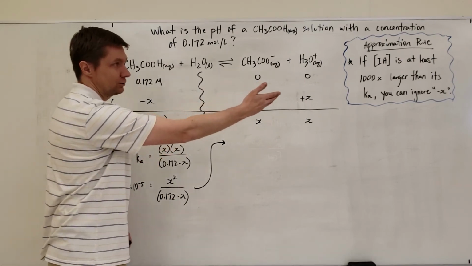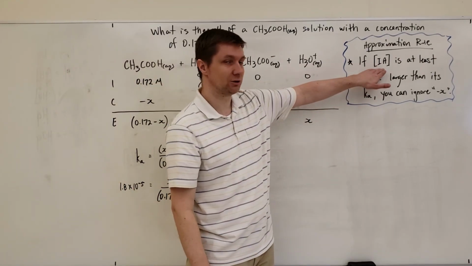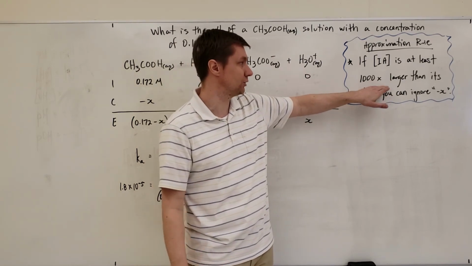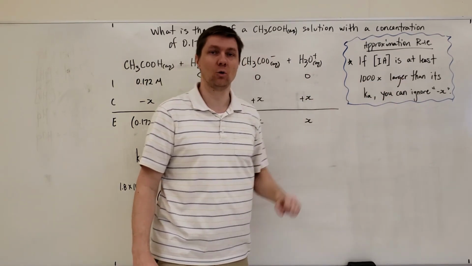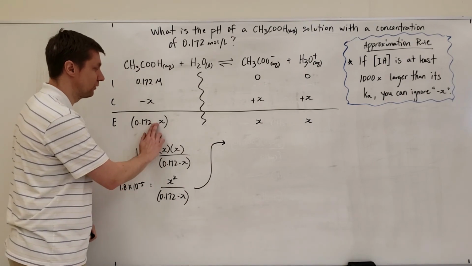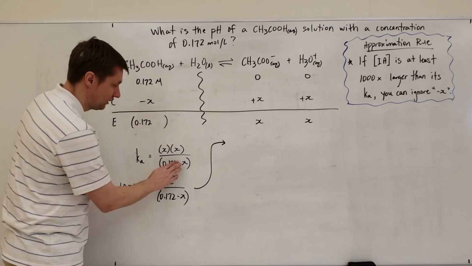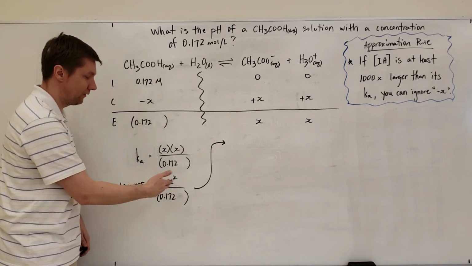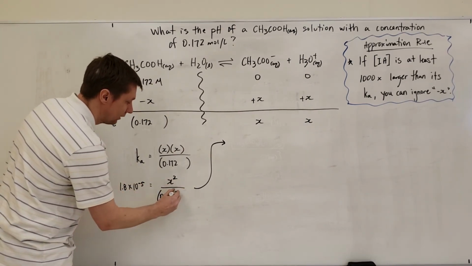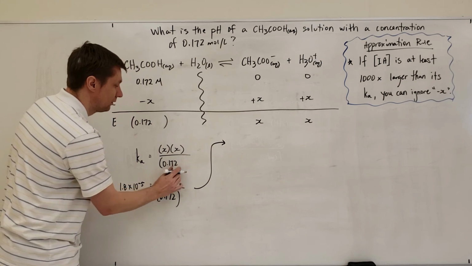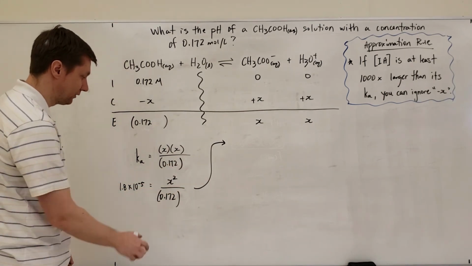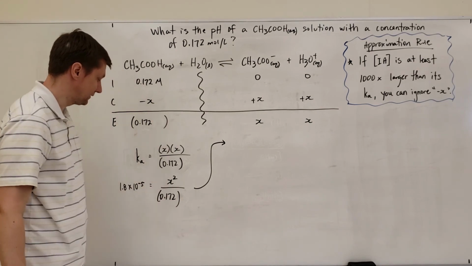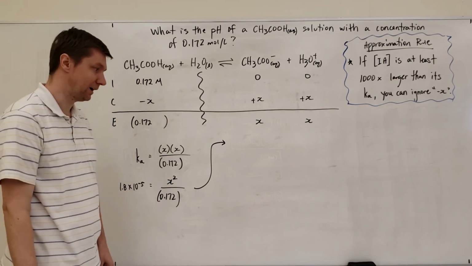So the approximation rule again is if the initial acid concentration is at least 1,000 times larger than the Ka, then you can ignore negative x. In other words, you can just erase it. It's out, and I don't need to have it in my calculation at all. So now this calculation becomes a lot easier. Now I've got just x squared divided by 0.172, and that's equal to 1.8 times 10 to the negative 5.